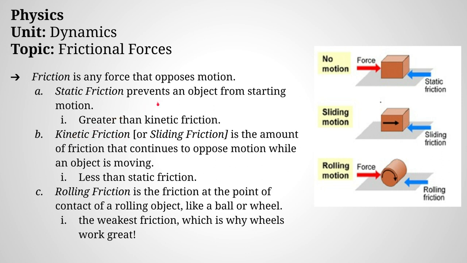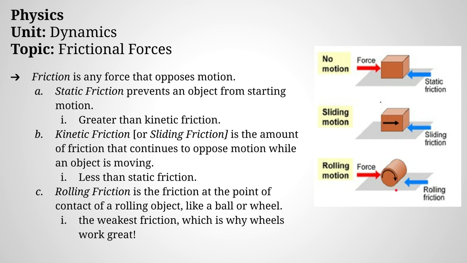Well, kinetic means moving, okay? So kinetic friction means the friction that exists between two surfaces that are moving past each other. Therefore, you could think about it as being called sliding friction. Our class is going to stick to kinetic, but you may hear it called sliding friction in another circumstance. So this is the amount of friction that continues to oppose motion while an object is already sliding or moving. We're going to see that it's less than the static friction. Okay, so basically it's easier to keep something moving than to get it to start moving.